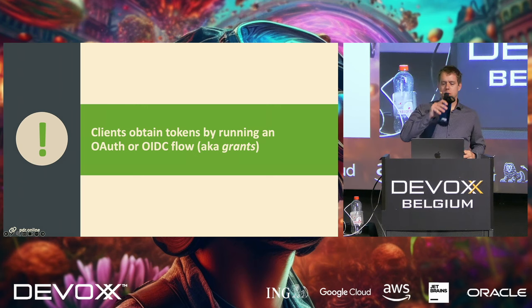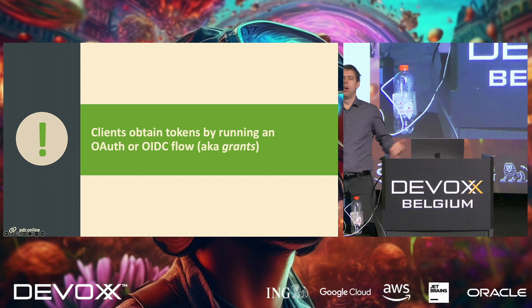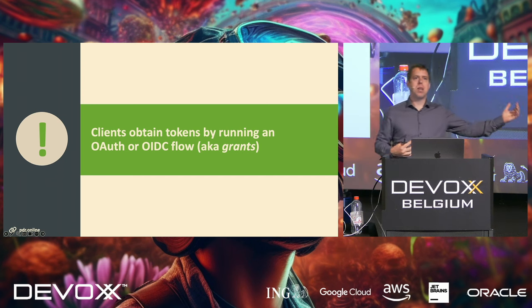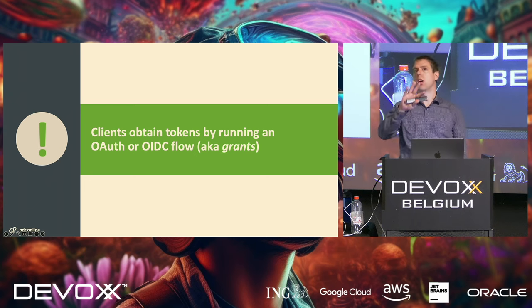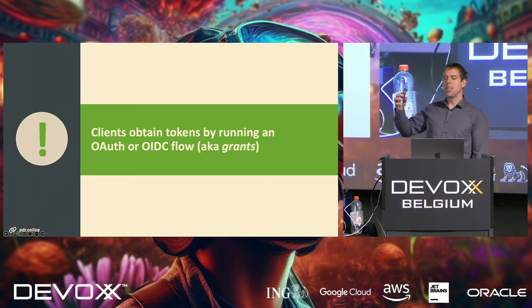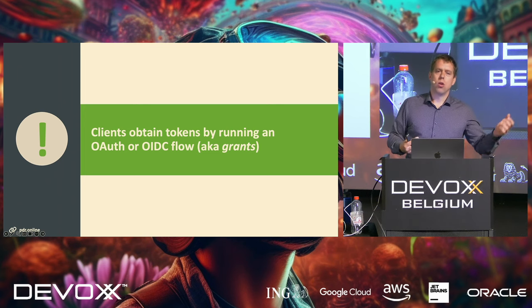It's all about tokens. So a client needs tokens. It needs an identity token to figure out who the user is. It needs an access token to access an API. Maybe there's a refresh token involved for long-term access and so on. We'll talk about all of that, by the way, no worries. But that's essentially what we need, tokens. And we get those tokens by running a flow, or a grant in OAuth terminology.